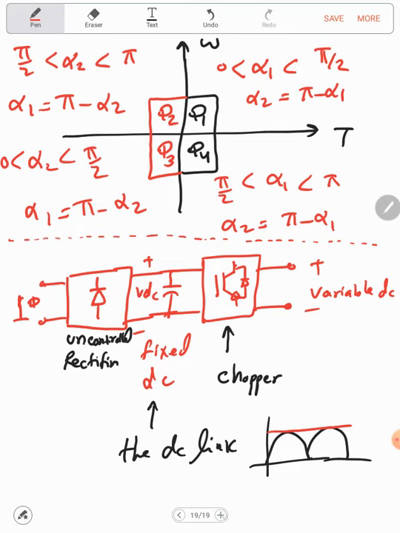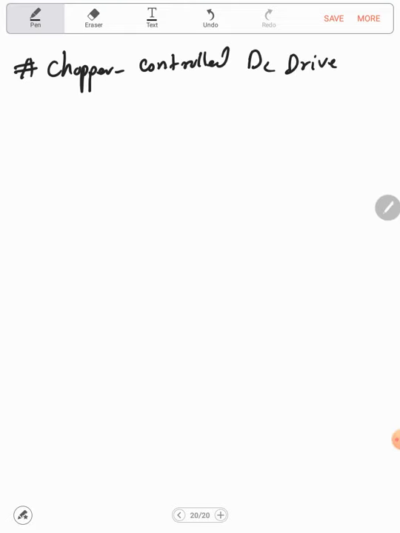So the same thing here. We can use the chopper in order to control the DC drive. So simply this will be a review for the chopper controlled DC drive. Now the first thing here, we'll discuss the two quadrant control.